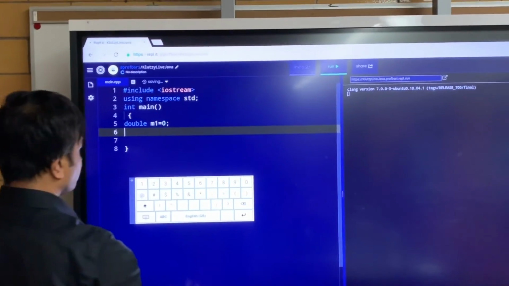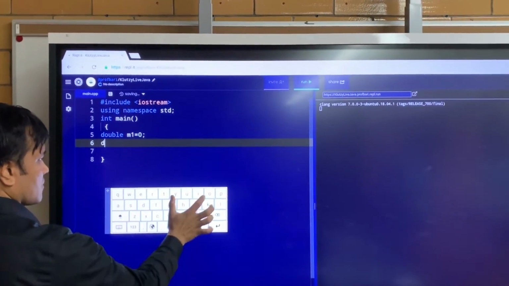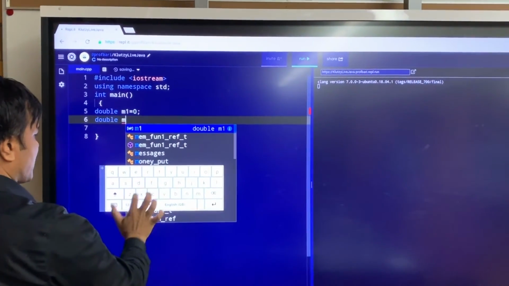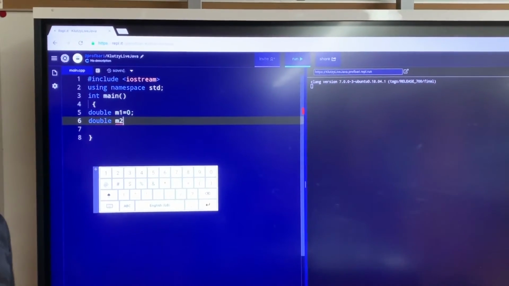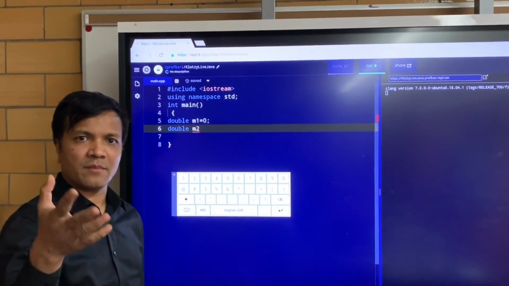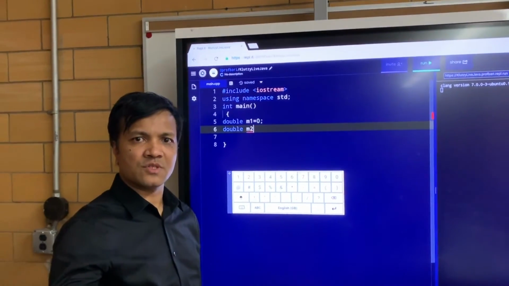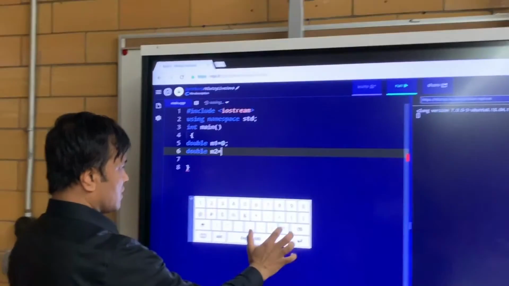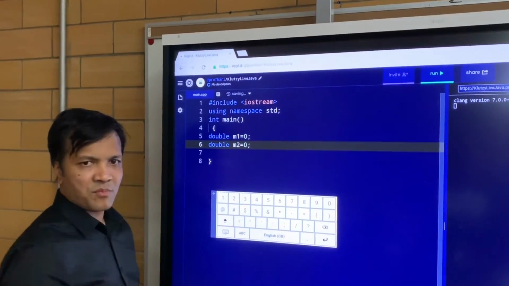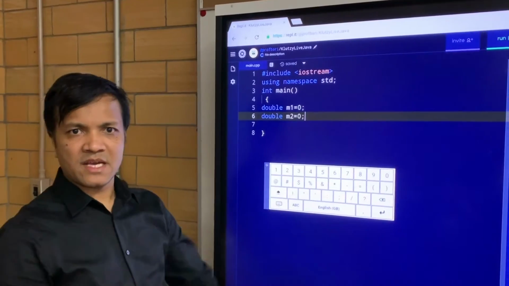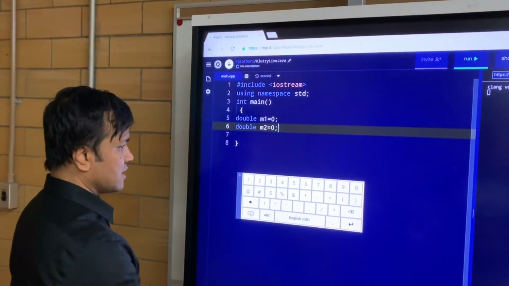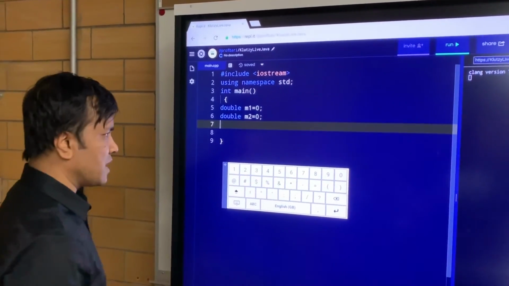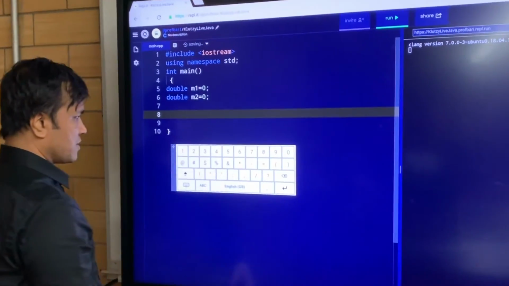And then double M2. M2 is for the mass 2 of the elevator. The elevator has two masses, two unknowns. One is mass 1, 1200 kilograms, and the other one is mass 2, 920 kilograms. So we have to put that so that later on, when we are ready, we can tell the computer that mass 1 is 1200 and mass 2 is 920. So we're done with this one. Now we have to tell the computer to take the information from me. So the computer is going to take the information from me in this way.